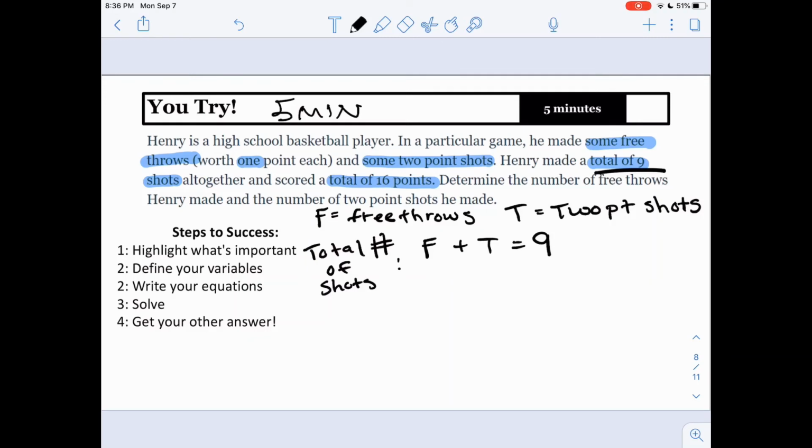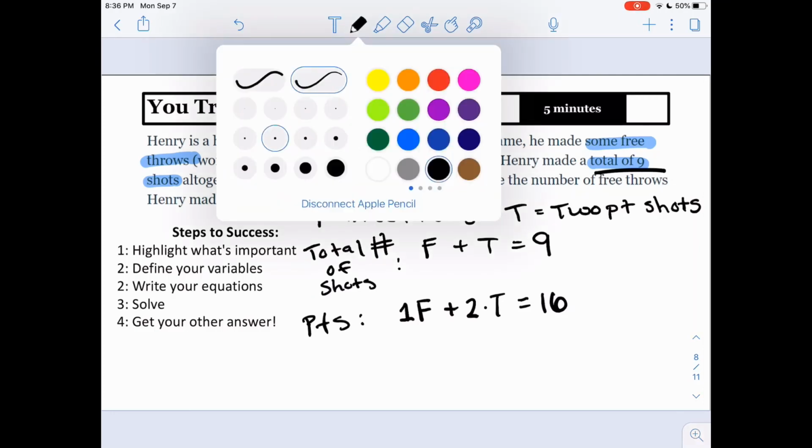We need another equation to represent the number of points. Well, if each free throw is worth 1, then it'll be 1F, 1 times the number of free throws. And if each 2-point shot is worth 2 points, then it'll be 2 times the number of 2-point shots, for a total number of points of 16. Now that we've written our equations, we're going to solve.